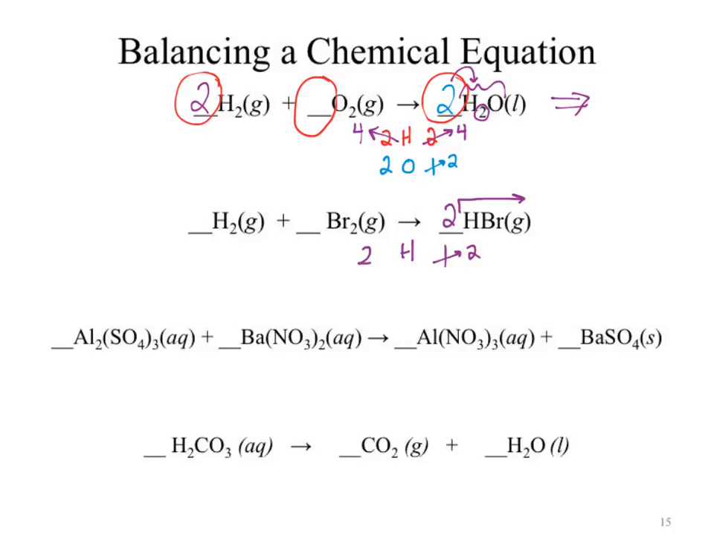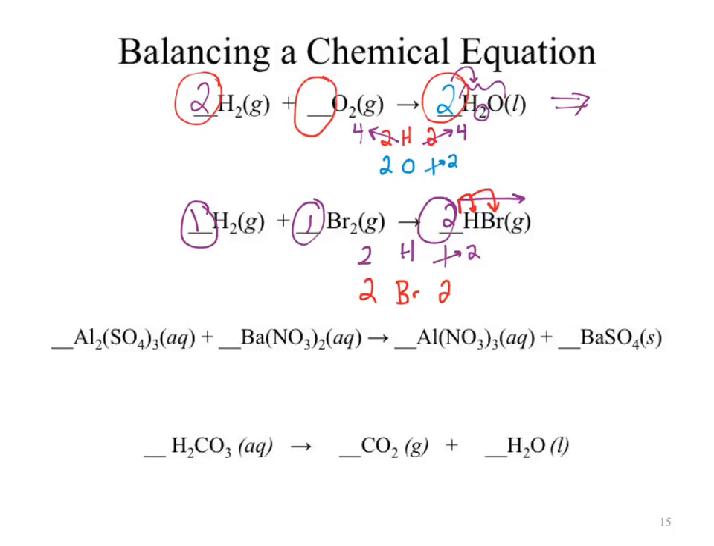We can now move to the bromine. How many bromines on the reactant side? 2. On the product side? 2. Because that 2 applies to the hydrogen and to the bromine. Questions? Sum of the coefficients? Let me rephrase that. What is the sum of the coefficients? 4. You have to remember there are implied ones.